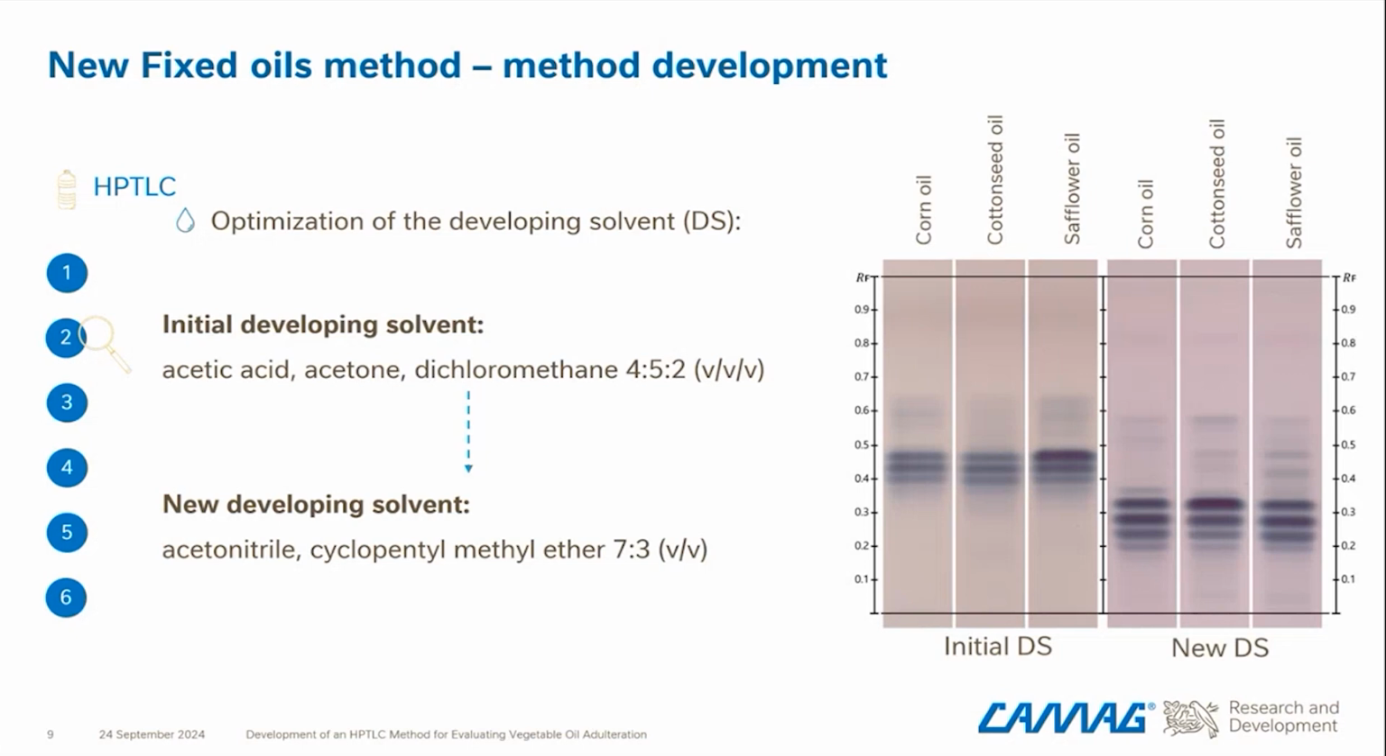With the initial developing solvent, all the fingerprints are really in the middle, in the center of the chromatogram. With the new developing solvent, the fingerprints are covering more of the HPTLC chromatogram, and we have a better separation of each zone. With the separation of each zone, we are able to distinguish each oil more. For example, we have a better fingerprint for the safflower oil in the new developing solvent compared to the left side, where we have less zones in the upper part.